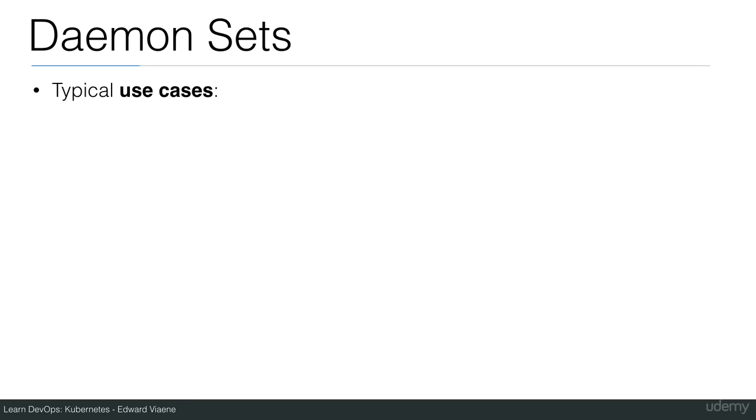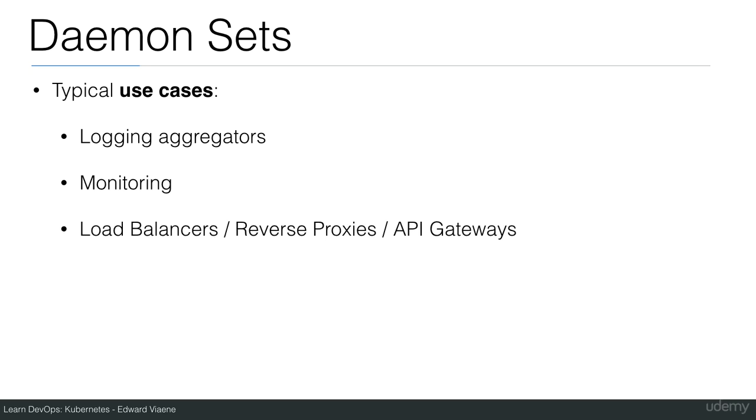The typical use cases: logging aggregators. So when you want to have one logging aggregator per node, where maybe all pods send their logs to. Monitoring. Again, if you want to monitor per node, then you typically only want one pod that is going to do the monitoring per physical node.